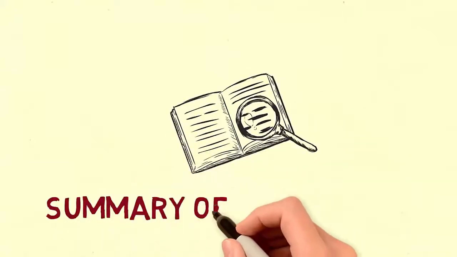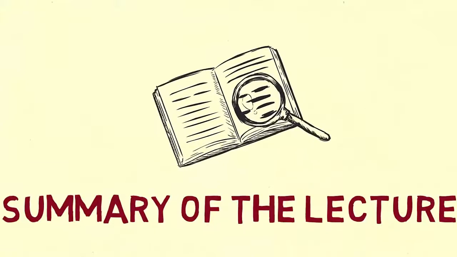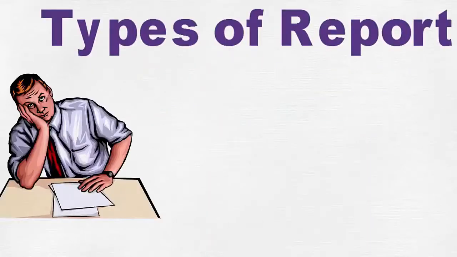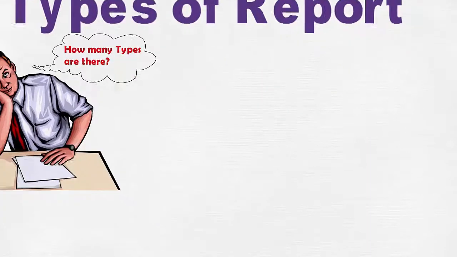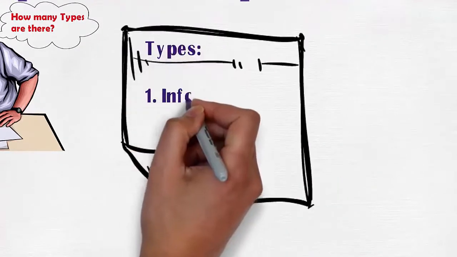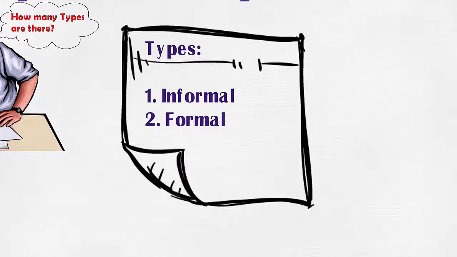Let's have a brief overview of what you have studied in this lecture. Today, we have discussed the different types of report in detail. Let's see how many types of report are there. The two major categories are formal and informal.